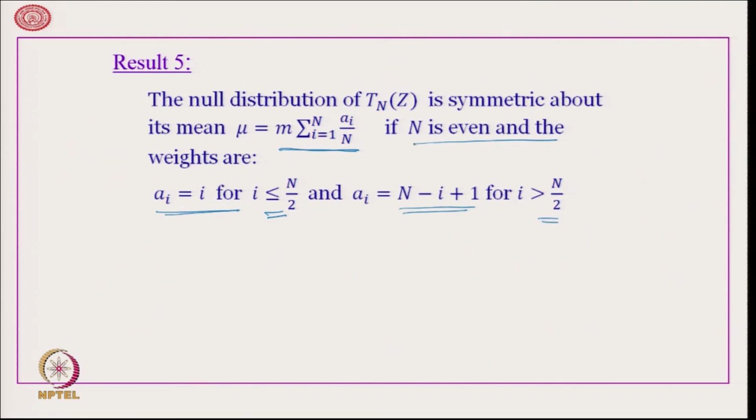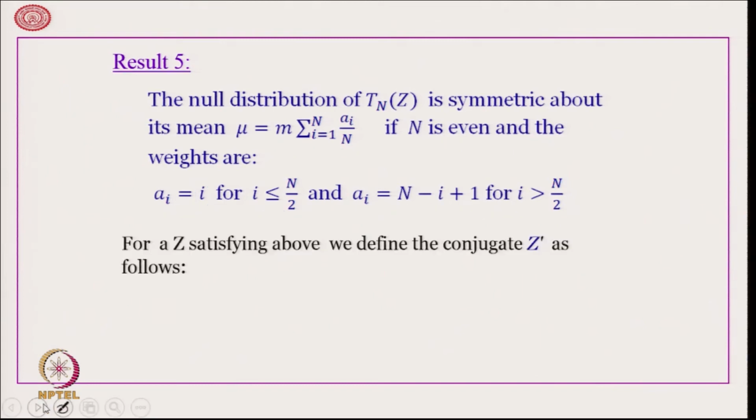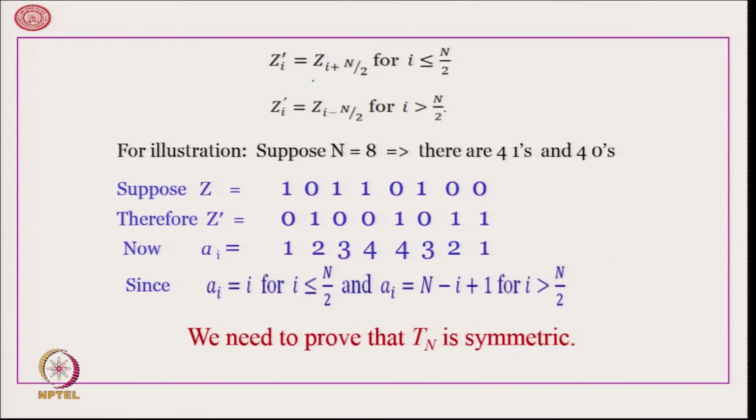That is, if the total number of observations is even and the weights given are a_i equal to i for the first half of the values and n minus i plus 1 for the other half of the values, then the distribution of T_n is going to be symmetric about its mean. For a z satisfying the above, we define a conjugate z prime as follows: z_i prime is equal to z_(i plus n by 2) for i less than or equal to n by 2, and z_i prime is equal to z_(i minus n by 2) for i greater than n by 2.